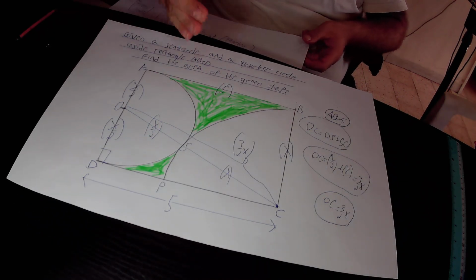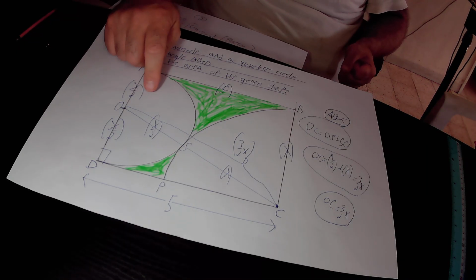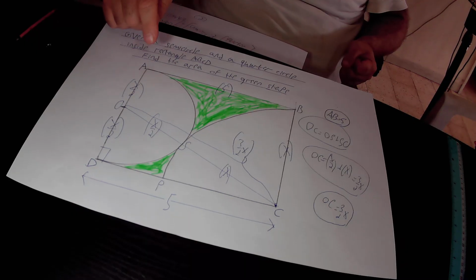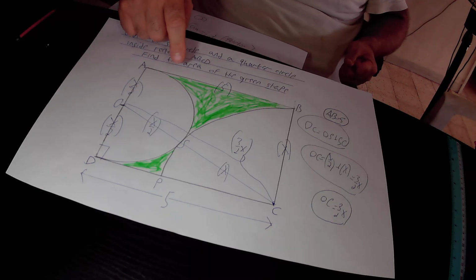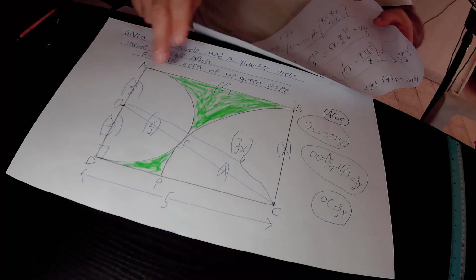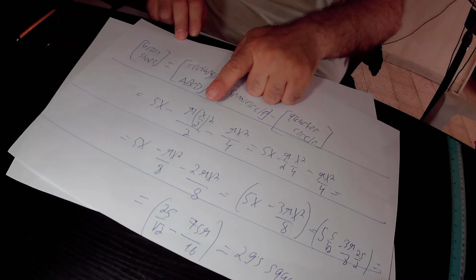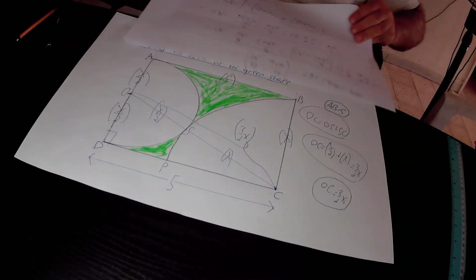What is the area of this semicircle? The area of this semicircle equals pi times the radius squared divided by 2. The radius of this semicircle is x over 2, therefore the area of this semicircle is pi times x over 2 squared divided by 2. Minus the area of this quarter circle.